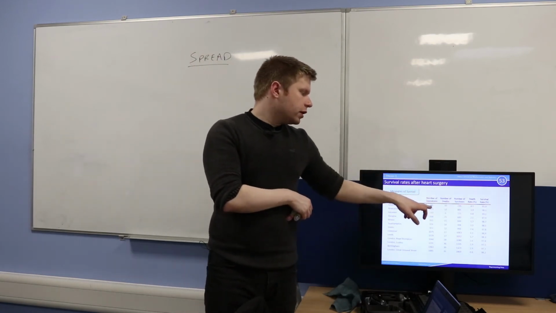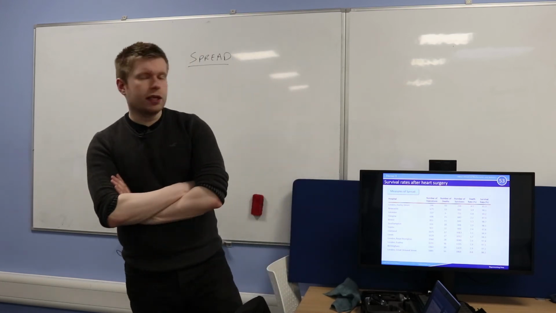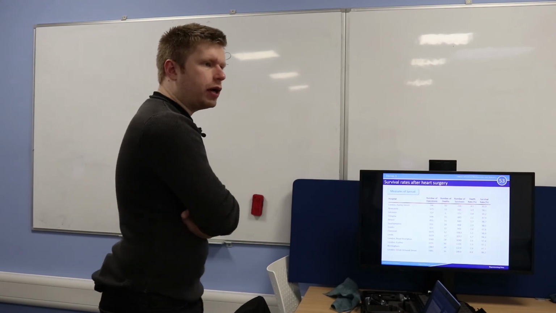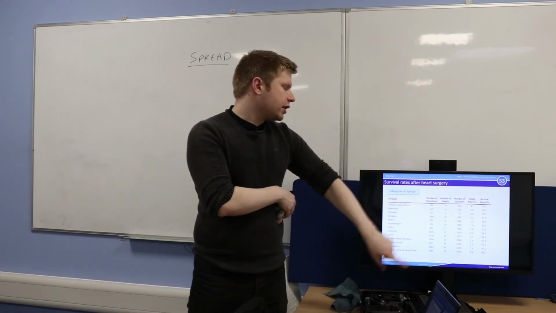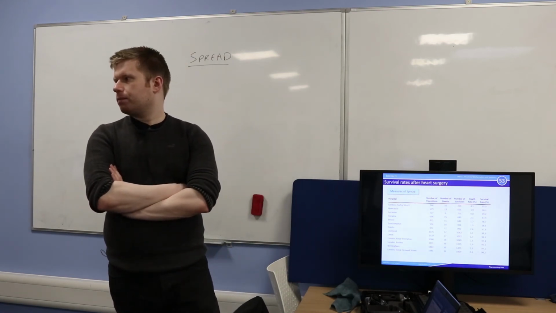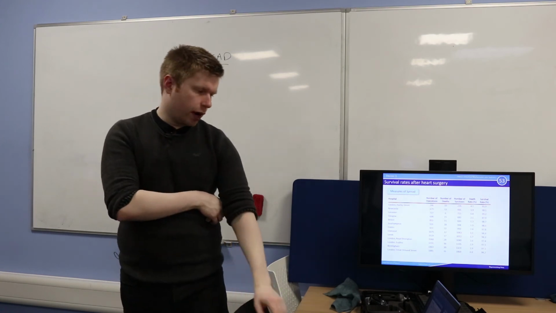Absolutely right. So number of survivors, which is the third column, divided by the number of operations. Okay, so the survival rate is just simply how many people survived out of the total number of operations that you did. Okay, and likewise for death rate, it would just be number of deaths divided by number of operations. How many people died out of the number of operations you did? Is that okay? Good. All right.